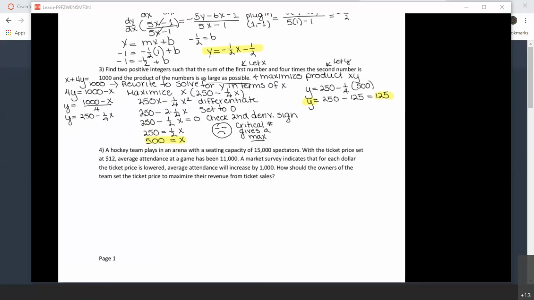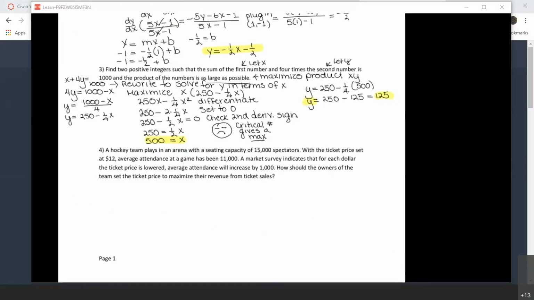When the ticket price is set at $12, geez, I'd love to know where this is, the average attendance at a game has been 11,000 people. So you can't fill the stadium, but you get reasonably good attendance. A market survey tells you that for each dollar you lower the ticket price, you'll increase your average attendance by 1,000 people. How should the owners of the team set the ticket price to maximize revenue from ticket sales?